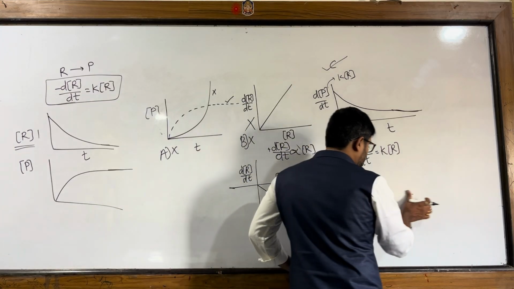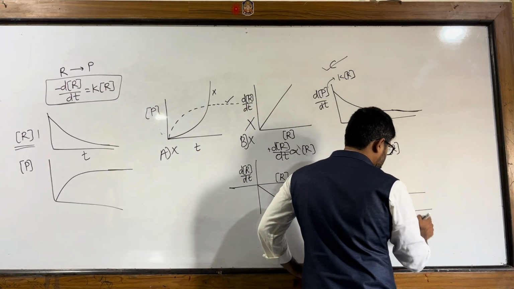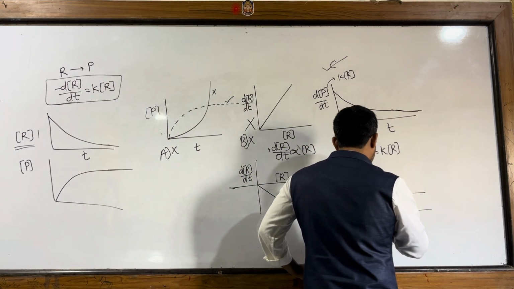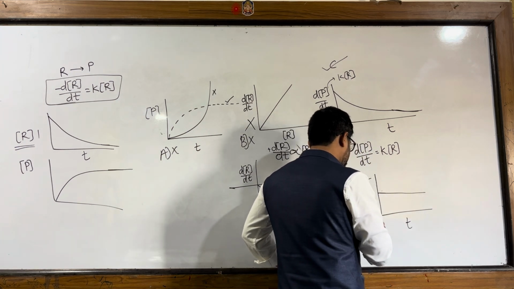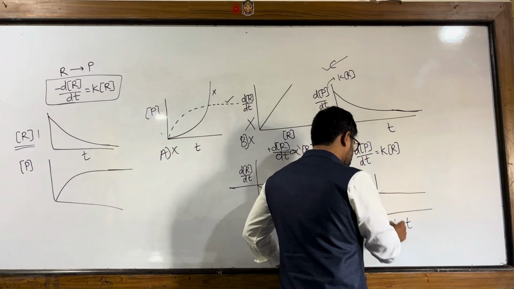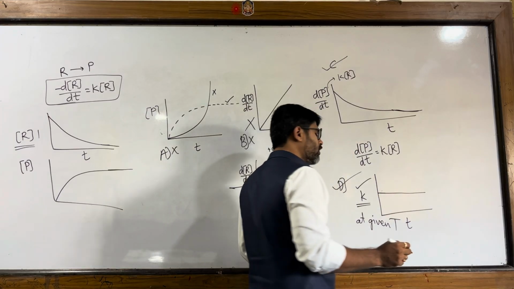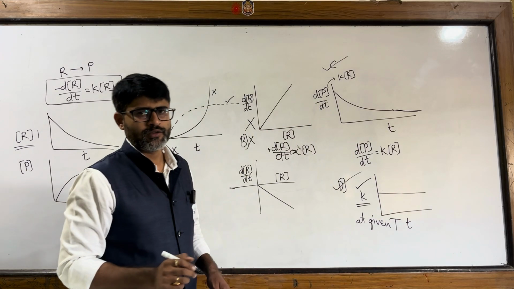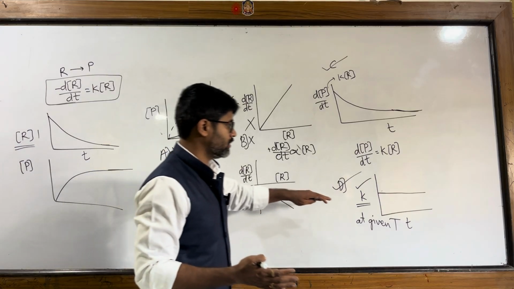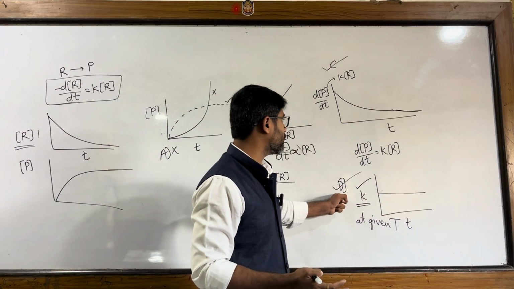It is a parallel graph. This line is parallel to this line. The rate constant is constant at a given temperature. So definitely the value of k is not changing. That means it is constant. So graph D is also correct.